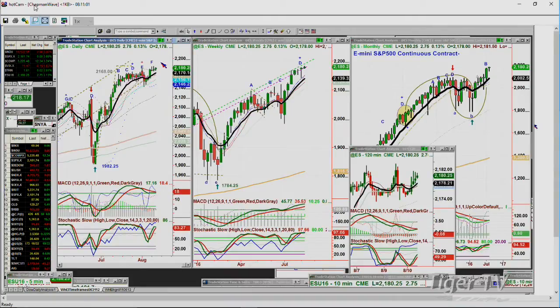A really powerful move. You can't just have a nominal move in the E-mini to 2186. You're at 2180 right now, and then start to fail as the Dow makes its leg D. I'll explain that in a moment. So here's the weekly chart.